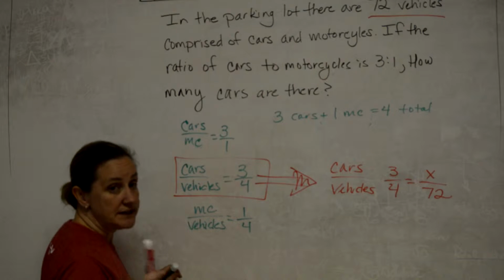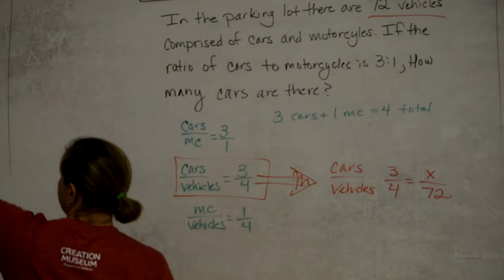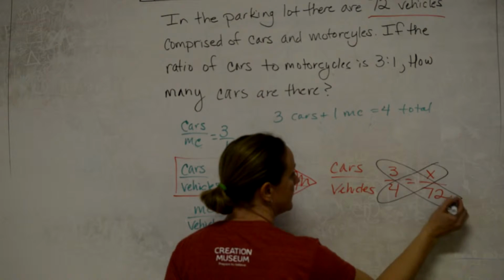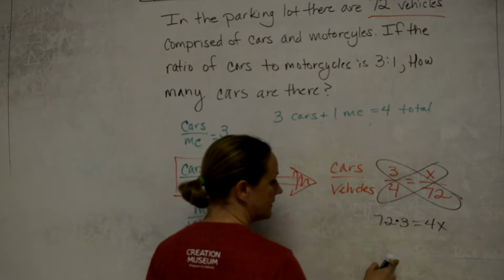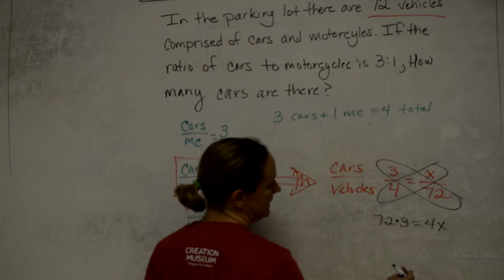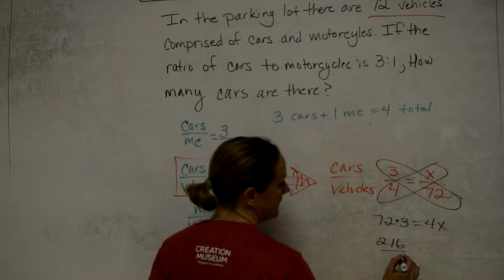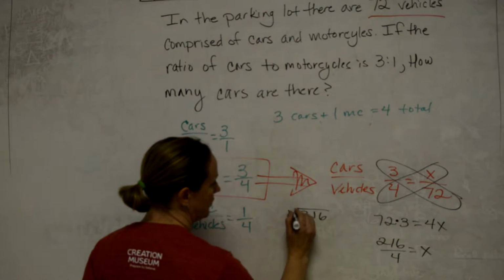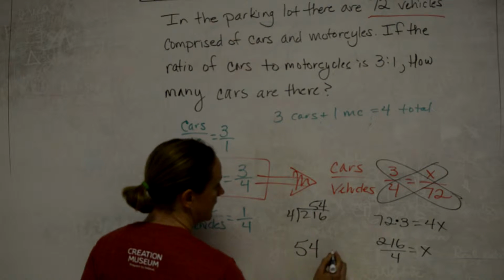Then we're going to use the same strategy that we used for the percentage problems, and I'm going to use my cross product. So I get 72 times 3 equals 4x. Well, 72 times 3 is 216. Divide both sides by 4, and 216 divided by 4 is 54. There are 54 cars.